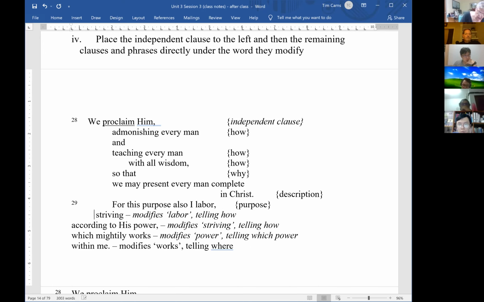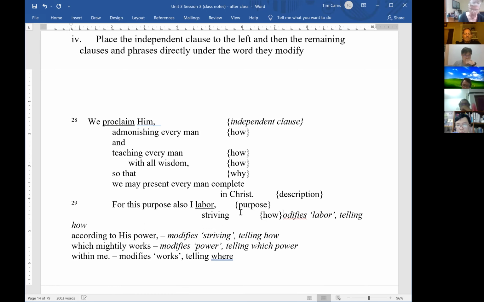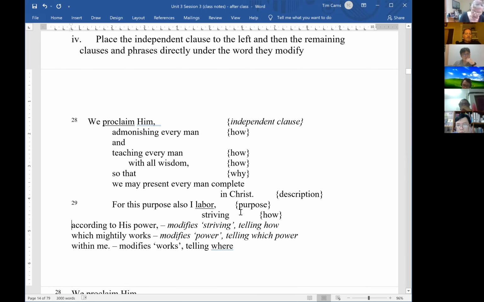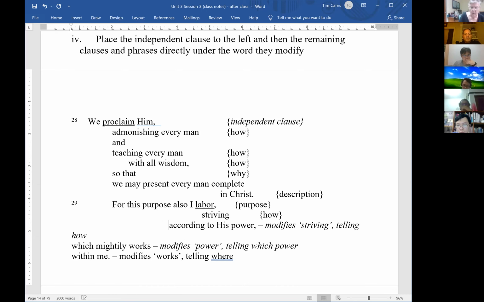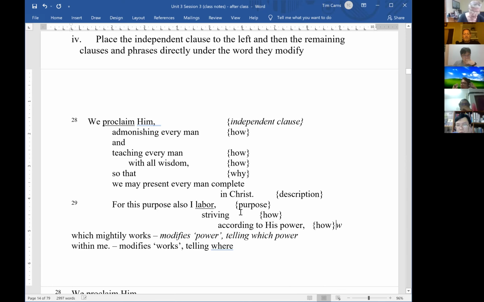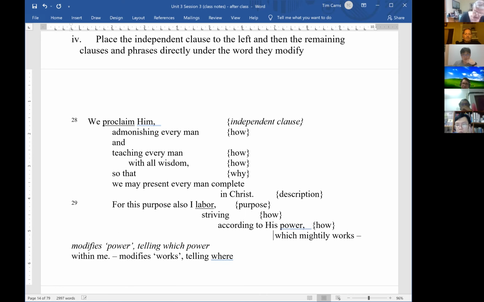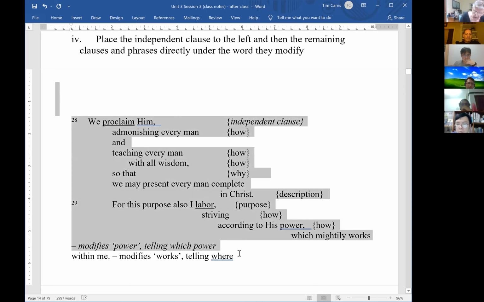Striving. Again, as Paul said, that modifies labor. It's describing how I labor: by striving. And then "according to his power" modifies striving. How am I striving? According to his power. That's how. So it's not my own power, but I strive by his power, according to his power, excuse me, which mightily works in me. So it's which power.